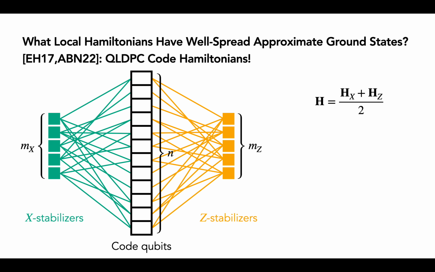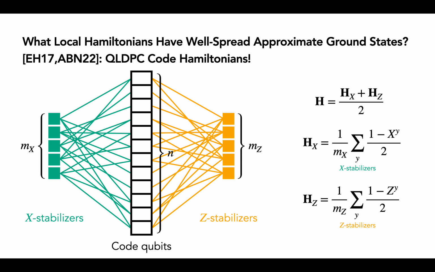Now we can define the code Hamiltonian to be the average of an X and Z code Hamiltonian, where each of the X and Z Hamiltonians consists of essentially an average over all of the respective X and Z stabilizers of the identity minus that stabilizer, divided by 2. Intuitively, H sub X here is a Hamiltonian that counts the number of X stabilizers that are violated, while H sub Z counts the number of Z stabilizers that are violated. And so overall, H counts the fraction of total stabilizers that is violated.